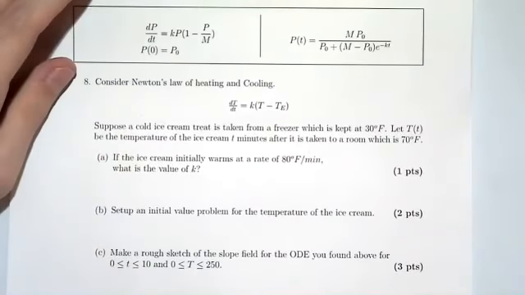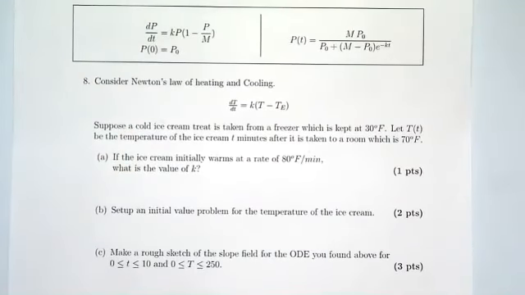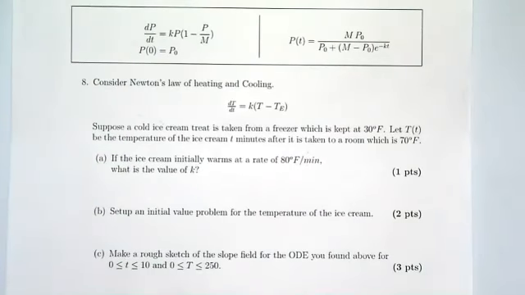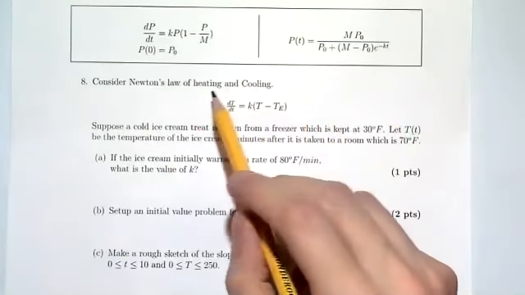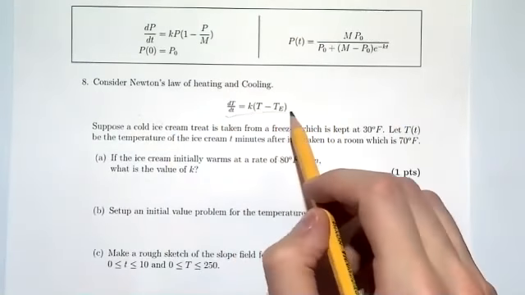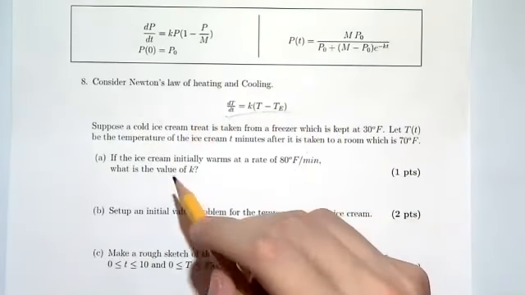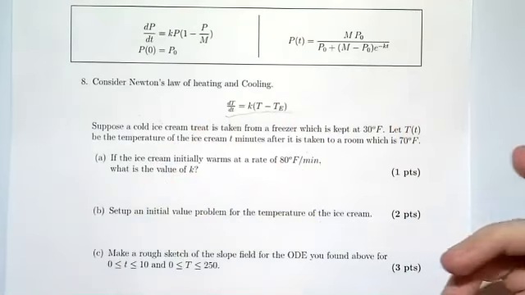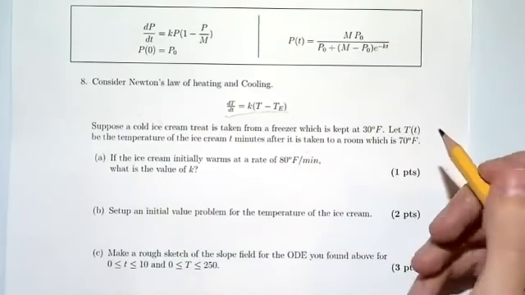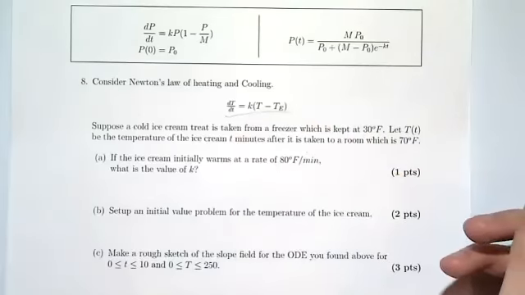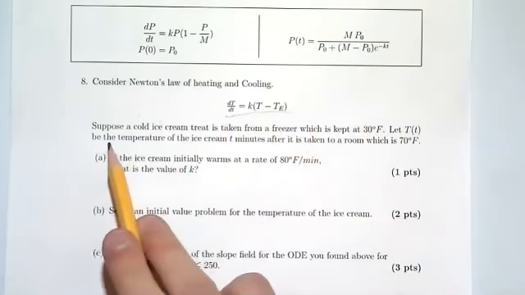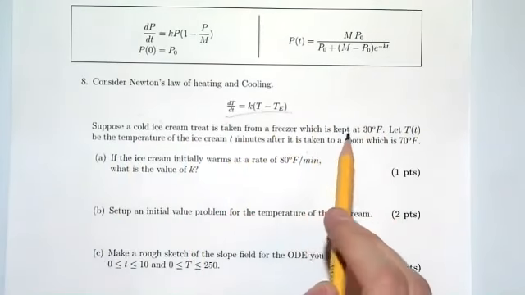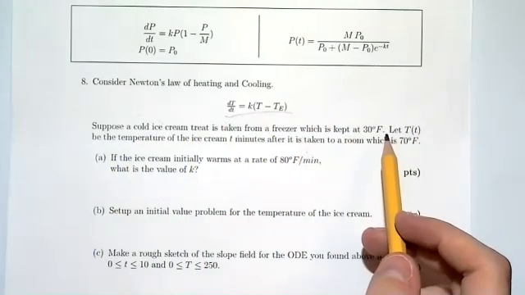All right. Oh, yeah, sure. I like that. Okay. So consider Newton's law of heating and cooling. So we get our differential equation right here. If the ice cream initially warms at a rate of 80 degrees Fahrenheit per minute, what is the value of K? So here we can just quickly use this. And so we have to use this knowledge too. So the freezer is kept at 30 degrees Fahrenheit.